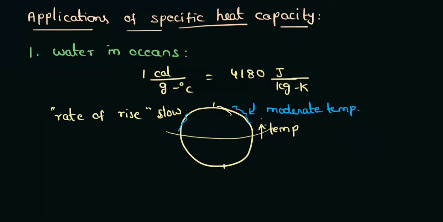Got it? Why is it happening? Because of its specific character, that is, its high specific heat capacity. Due to this, what are the benefits? It is why the oceans are called the thermal reservoirs of the Earth, or the storehouses of heat of the Earth.